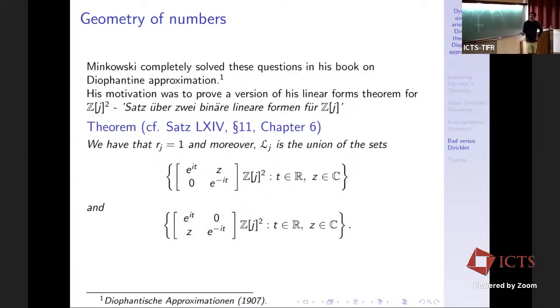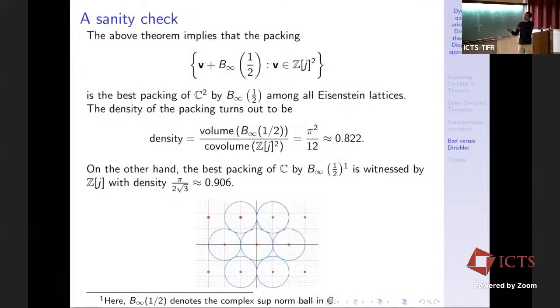Okay, good. So, a sanity check. What this is saying is that the solution to this problem is that the best lattice packing of B infinity 1/2, we have to renormalize to make sure they have the right determinant, the best Eisenstein lattice packing, is given by the standard lattice, just a product of Zj.